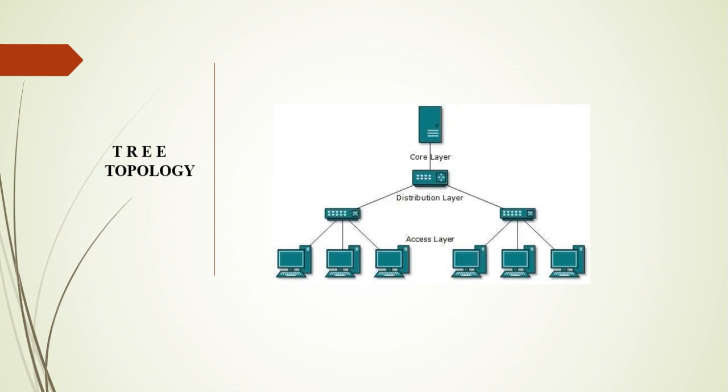Tree topology. In tree topology, all the nodes are connected like the branches of a tree. The combination of bus and star topology is called tree topology. Tree topologies are commonly used in homes and small offices to connect multiple devices such as printers and computers. Tree topologies are often used to create bus networks where each device is connected to a central server. Tree topologies can also be used to create a star network with each device connected to a central hub.